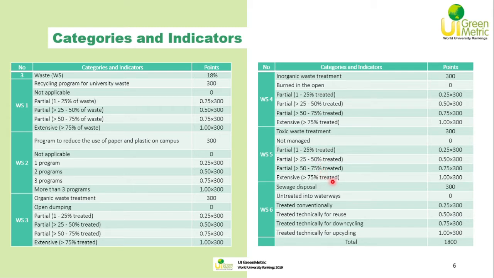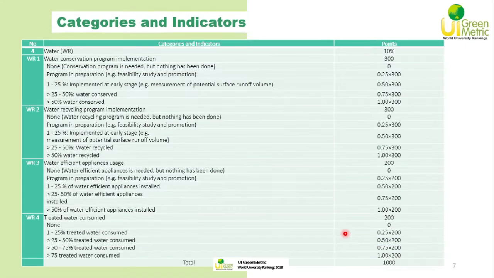For sewage disposal, the requirement is that you treat it for upcycling, and that is criteria number 6. So those are the criteria for category 3, waste. The next category is water, category 4. It has 4 criteria.